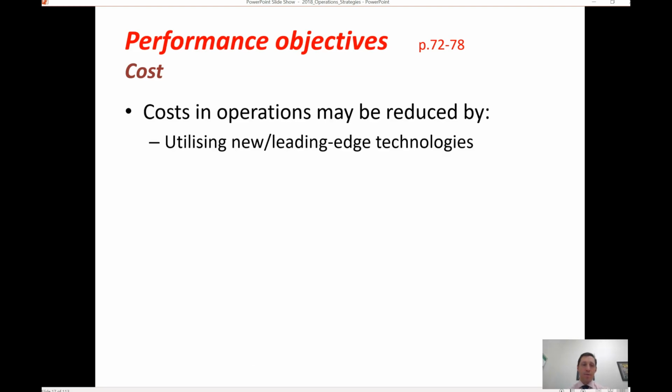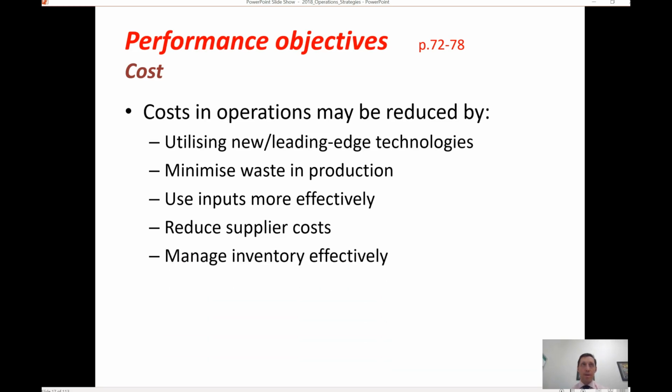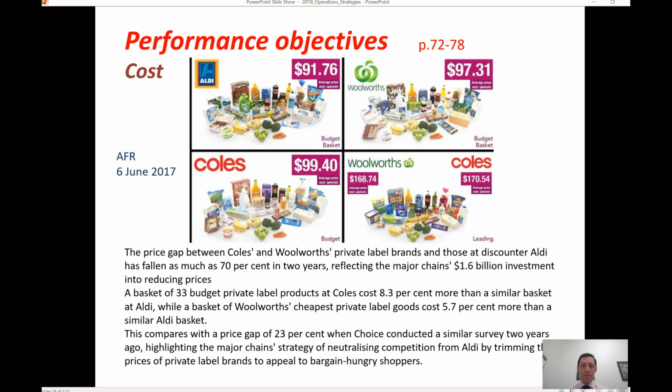How could costs be reduced? Maybe adopting new technologies, minimizing waste, using the inputs more effectively, so getting more out of your inputs, reducing your supplier costs, so what we are paying to actually land this product in our factory or in our business, and managing your inventory so you don't order too much and don't have idle inventory sitting around not being used. There are examples there of Aldi versus Coles versus Woolworths in terms of their performance in terms of cost and performance objectives.